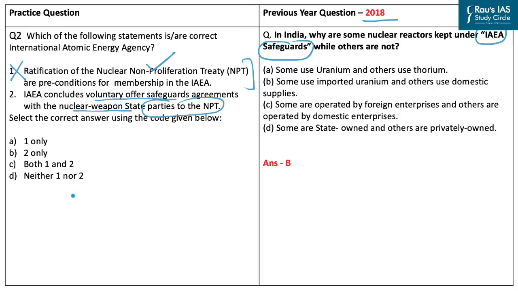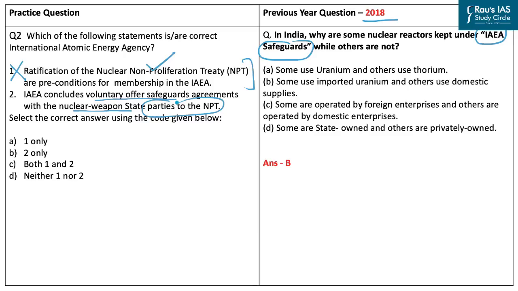In this regard, you should note that the NPT treaty recognizes those states as the nuclear weapon states which had detonated a nuclear explosive device prior to 1967 or 1st January 1967. And that is why there are only 5 nuclear weapon states which have been recognized as nuclear weapon states by the NPT treaty. And these include all of the P5 members: Russia, China, UK, France, and United States of America.